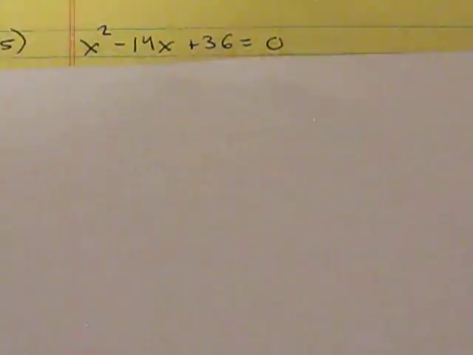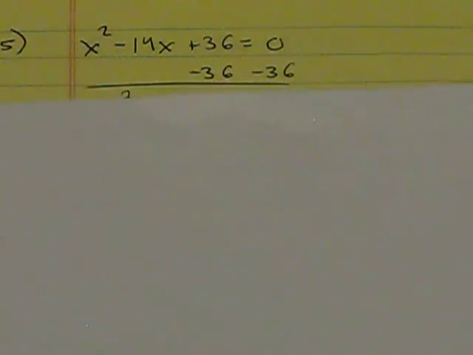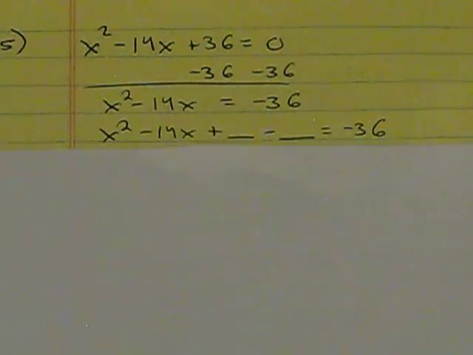Okay, so there's our next example. For this one here, there's nothing that multiplies to a 36 that will also give me a negative 14. All right, so for this one here, we're going to start off by subtracting that 36 from both sides, which now gives you x squared minus 14x equals negative 36. We're going to complete the square by putting our plus blank and minus blank after the 14x.